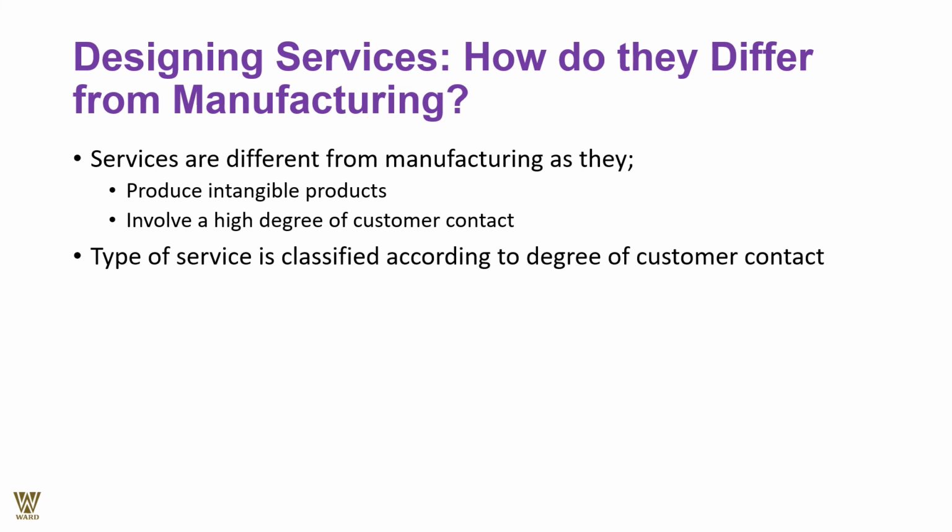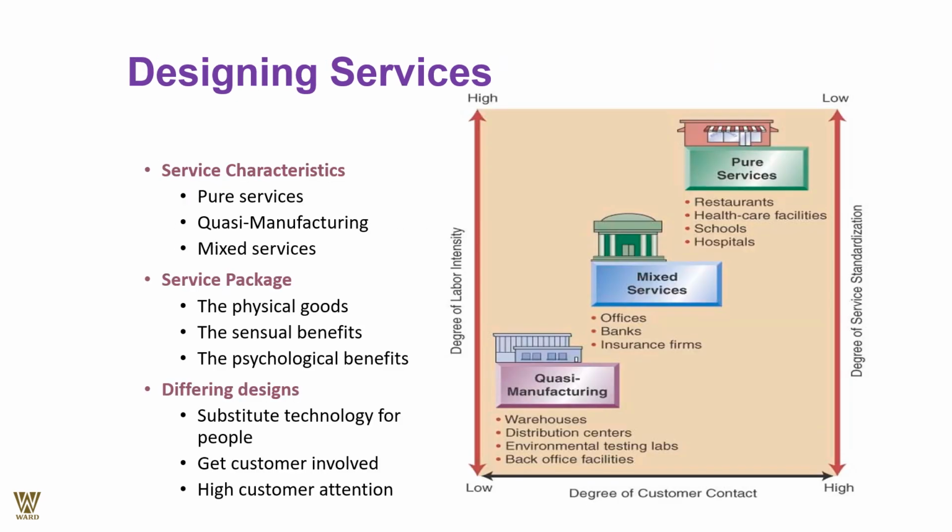Let us understand how designing services differs from manufacturing. Services differ from manufacturing as they produce intangible products and involve a high degree of customization. Types of services are classified according to the degree of customer contact. Now this is where the intermediate production would come in. It is all about the services that we are looking into.